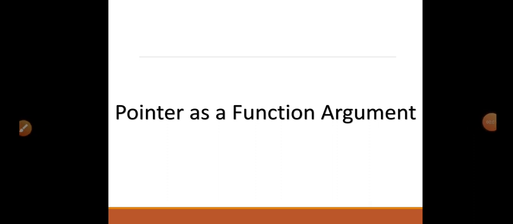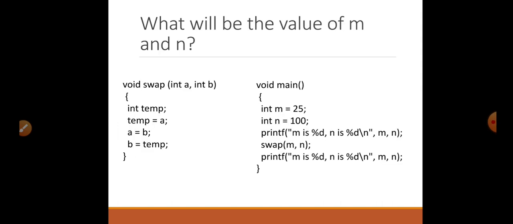Today we are going to learn pointer as a function argument. Okay, before we start, what is the output of the following program? In this program, we are taking two variables m and n. We are passing the value of m and n to a function swap. So a and b will take the value of m and n respectively. After the swap function is over, what is the value of m and n?